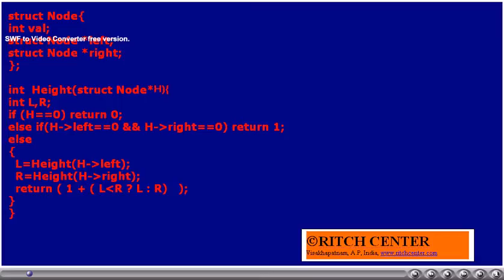The height of a tree is the largest of the left subtree, right subtree heights plus 1. At any point, we apply this logic. That is, we will find out left subtree height and right subtree height and maximum of these two things plus 1, that becomes the height of the tree at that node.